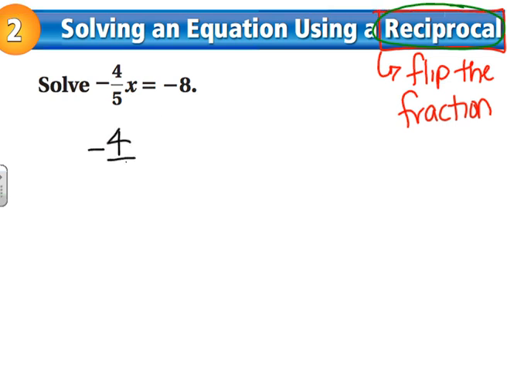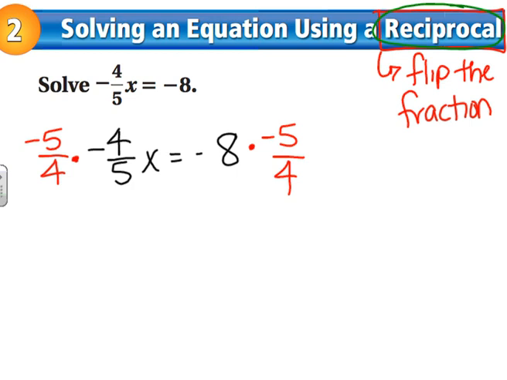So I'm just starting over, solving it a second way. Okay, this time, instead of dividing by negative 4/5, I'm going to multiply both sides by negative 5/4. I'm just taking 4/5 and flipping it so that I have the reciprocal. I did negative 5/4 on the left side, so I'm going to do negative 5/4 on the right side.